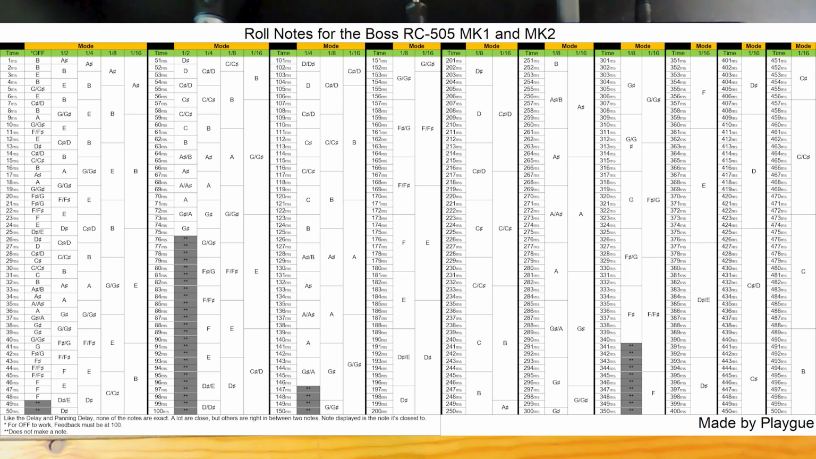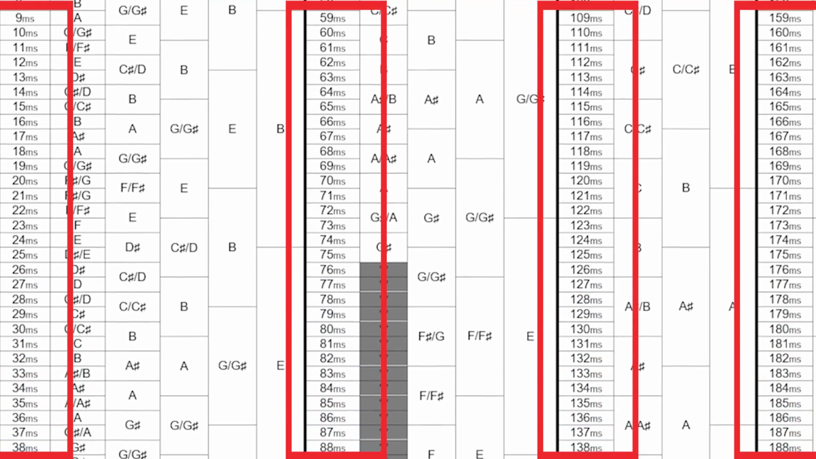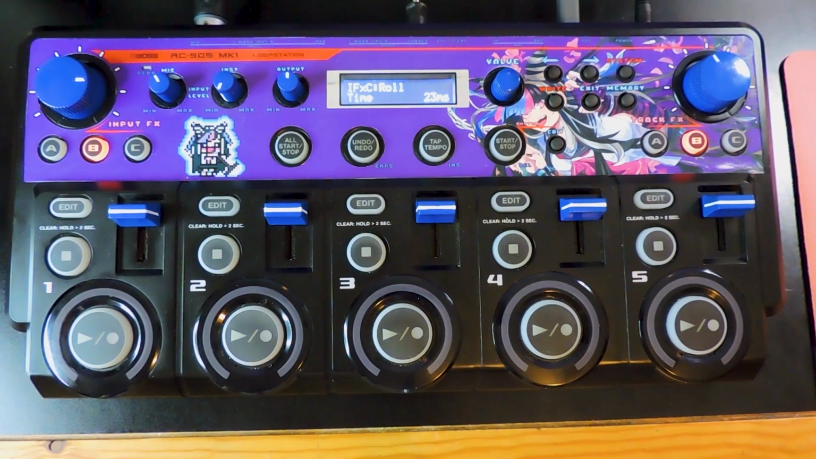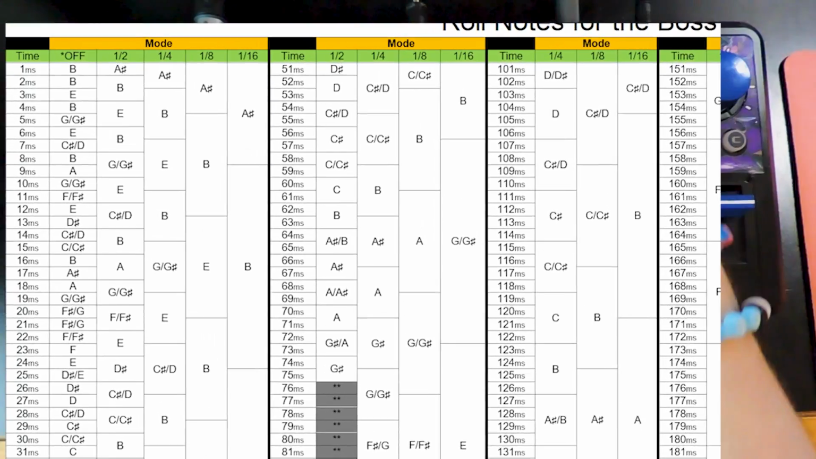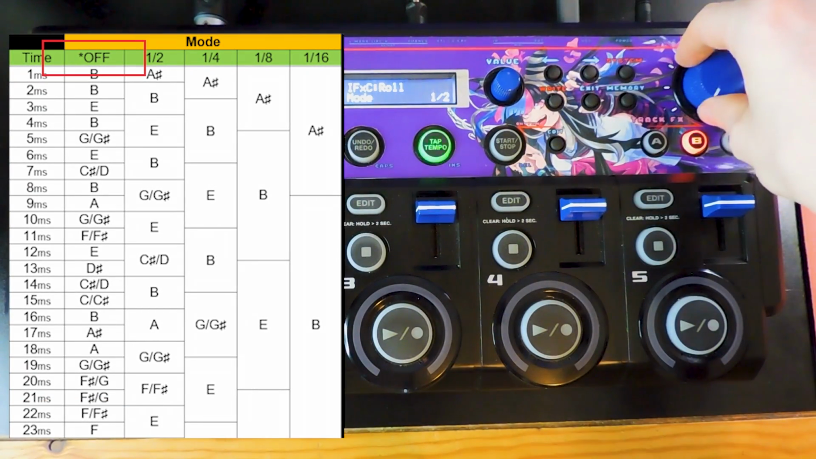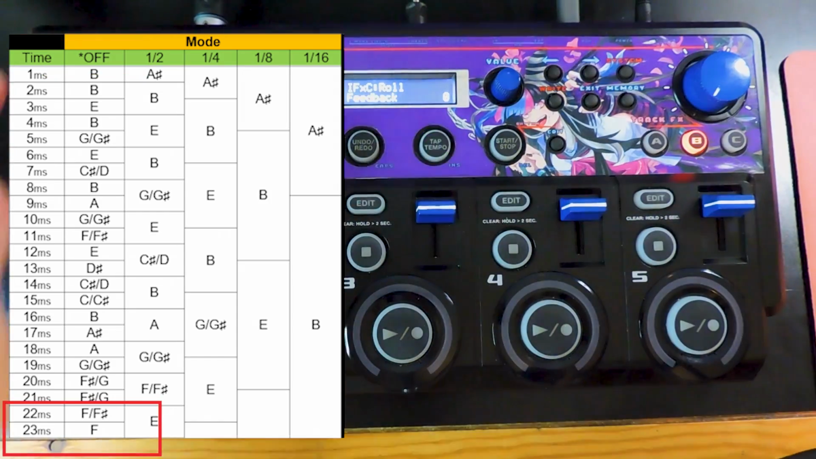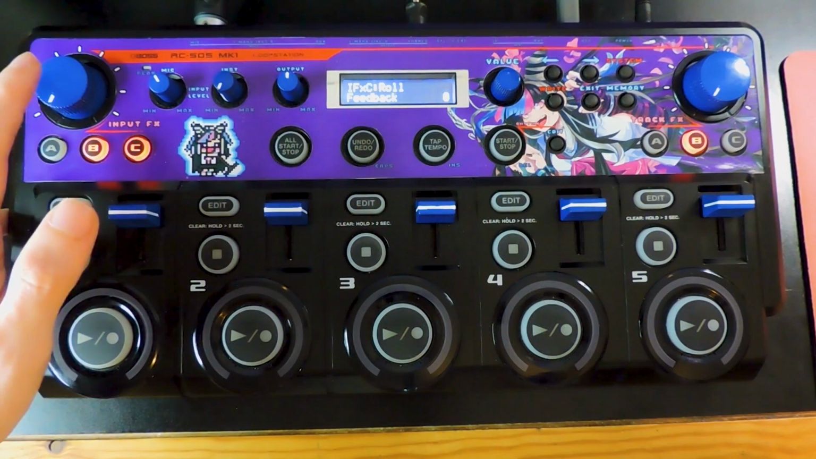What you're looking at here on this chart, we'll start with the big one. Here are the times. You're looking at the millisecond times that the time can be. Let's look at 23 milliseconds. So 23 milliseconds, we go down on our chart, 23 milliseconds on off mode, because if you look at the top there, we have off mode, is an F note. If we make any noise into the microphone, it should be an F note.